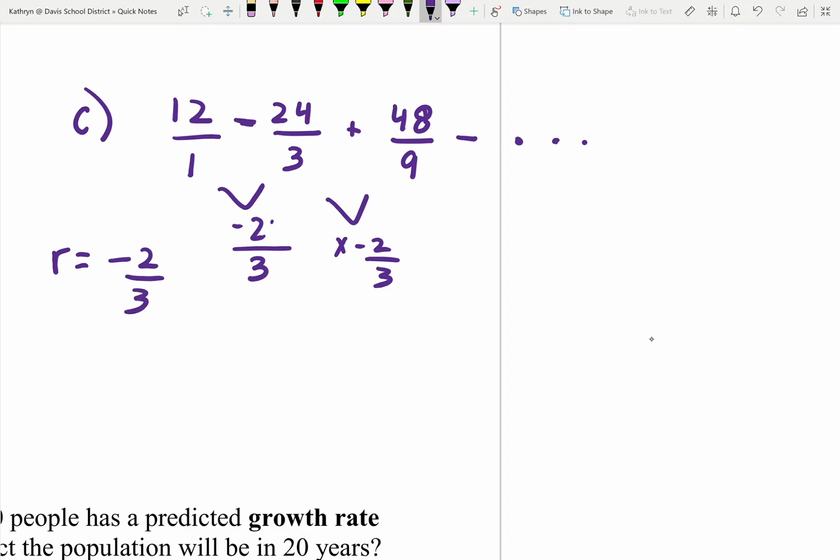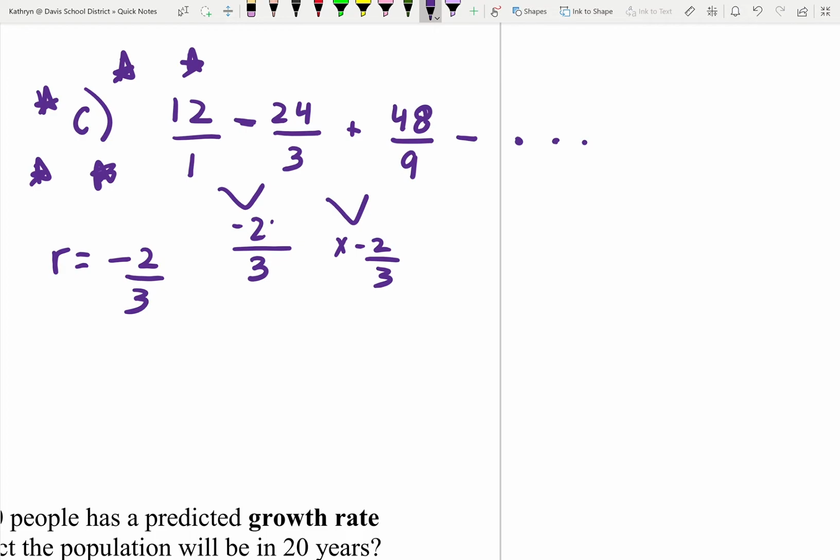This is what it looked like on the final. So everybody star this. This is the guy right here. Now, when you're deciding if it converges or diverges, you disregard the sign of the ratio. So don't worry about the negative. I'm looking at the 2/3.